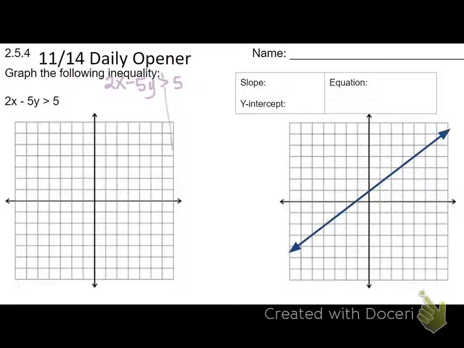So if we're going to solve for y, I'm going to circle my y, and what am I going to get rid of? The minus 2x, whatever I do on one side, I do on the other. So then I have negative 5y is greater than negative 2x plus 5. Okay? Next step. Divide by negative 5. If I divide by negative 5, what happens? Well, what do I have to do?